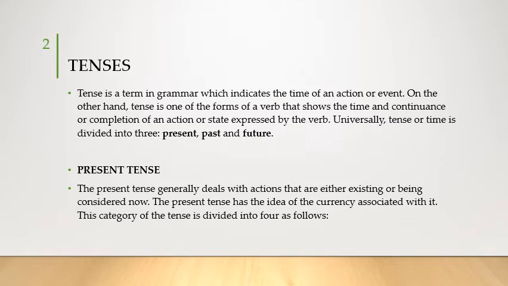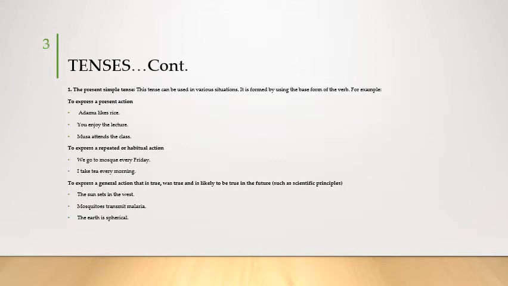What is present tense? The present tense generally deals with actions that are either existing or being considered now. The present tense has the idea of the currency associated with it. This category of the tense is divided into four, which we are going to see as follows. The present simple tense. This tense can be used in various situations. It is formed by using the base form of the verb.